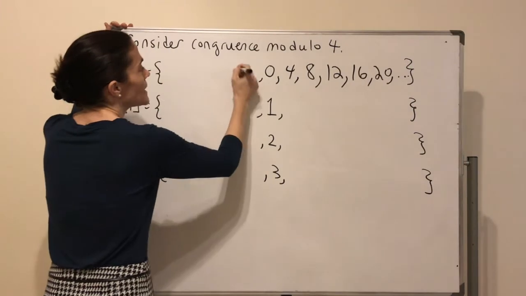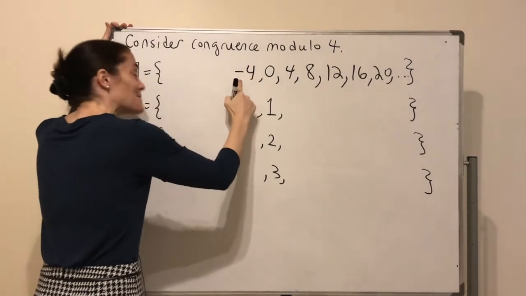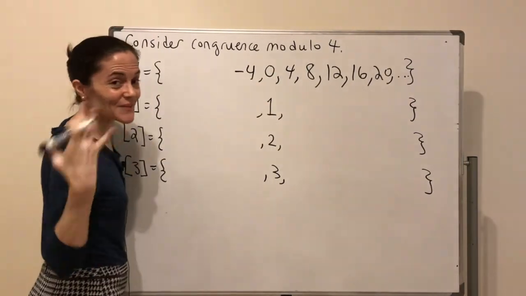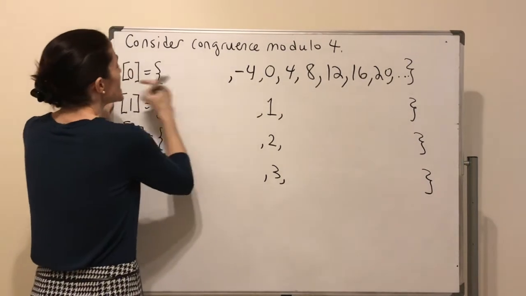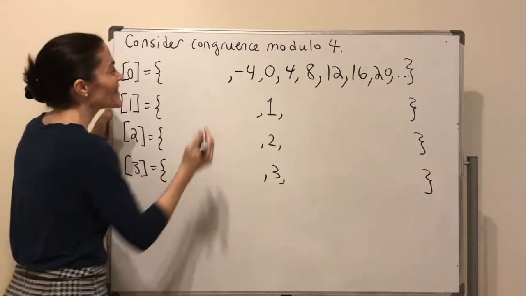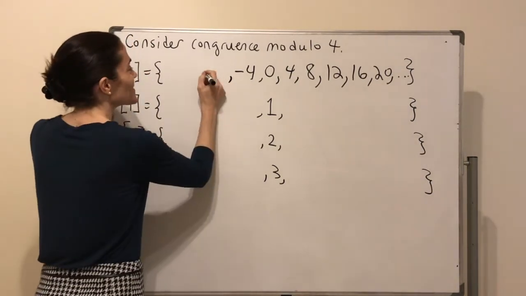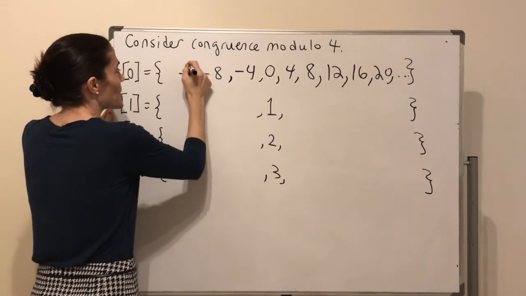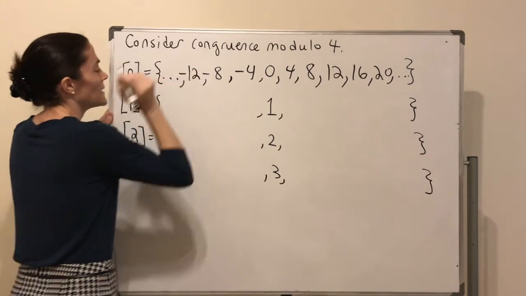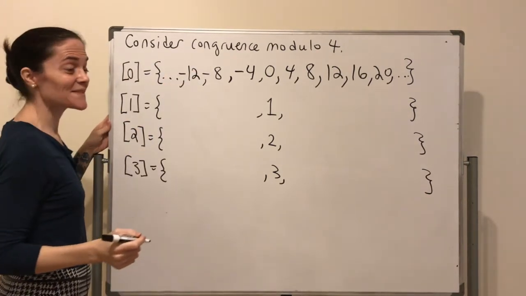And then we could back up. Minus 4, minus 4 minus 0 is a multiple of 4. But you see, in this class of 0, we are getting everything that is a multiple of 4. Okay, so we'd have minus 8. We would have minus 12, etc. So here is the class of 0.